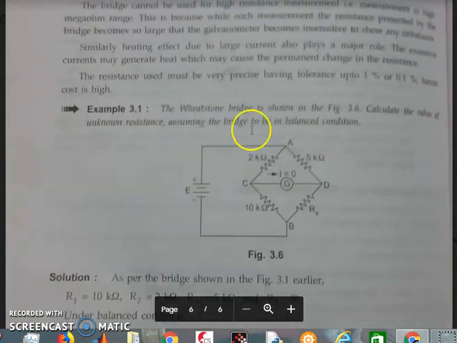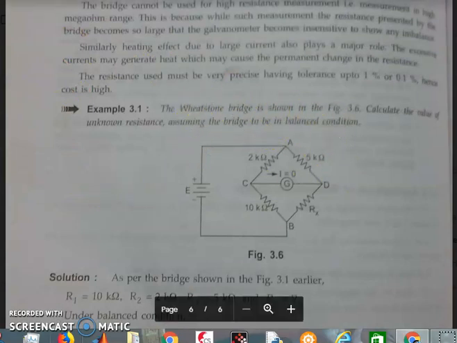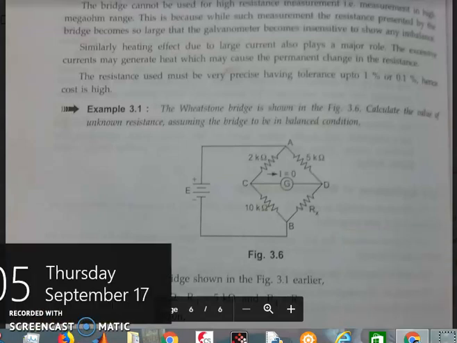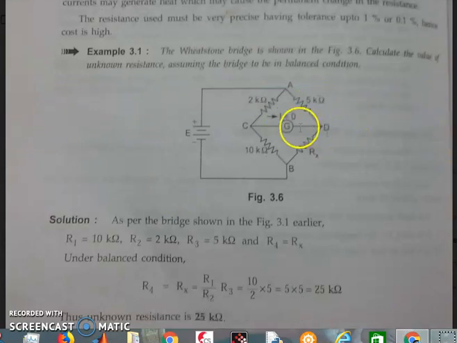So this is the problem we are going to discuss. A Wheatstone bridge is shown in the figure, and we have to calculate the value of the unknown resistance, assuming the bridge is in balanced condition. Here they have given the condition, we have to assume the bridge is balanced. As the galvanometer is connected as a null deflection one, and it is a Wheatstone bridge, we are going to calculate the unknown resistance.